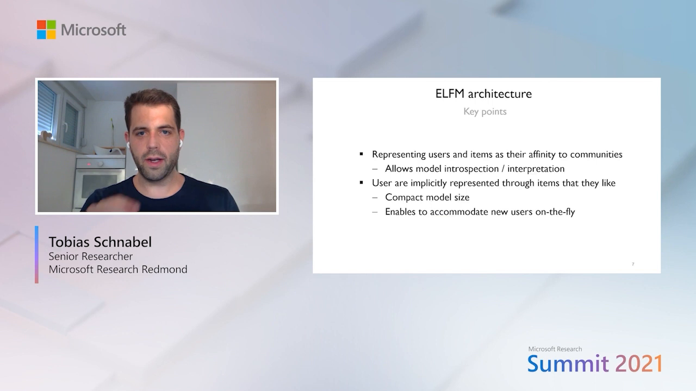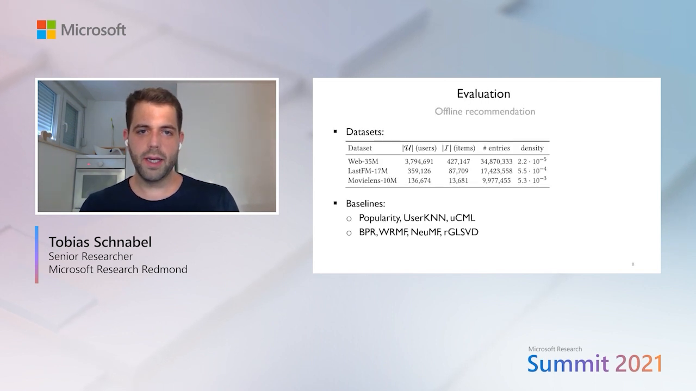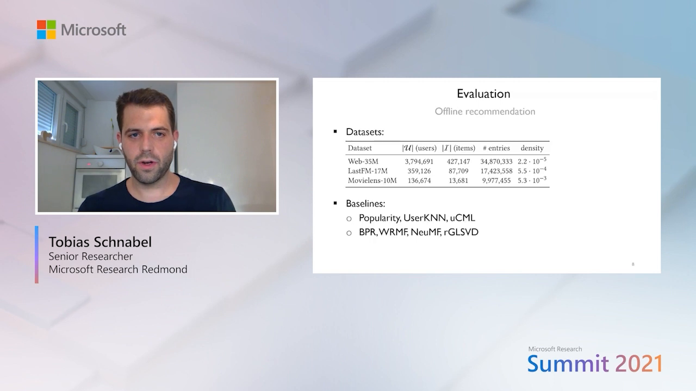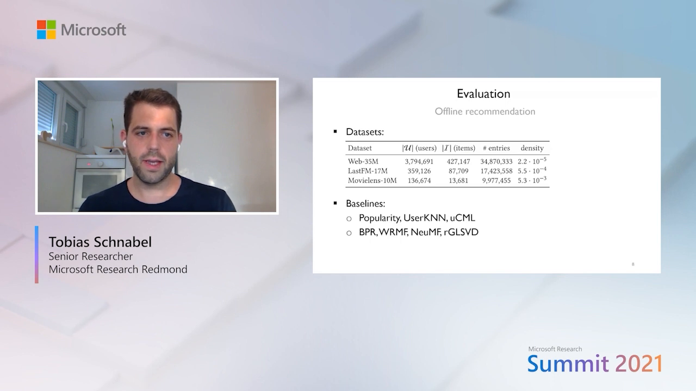Okay, so moving on to the evaluation, we had essentially two parts in our evaluation. There was an offline recommendation part and then an online user-centric study. And I'll first talk about the offline results. So for the data sets, we had 3 different data sets of various sizes, 2 public ones, and then 1 that we collected from Bing.